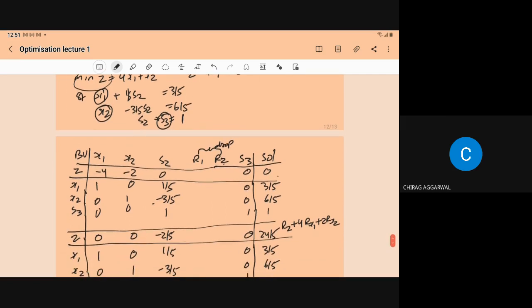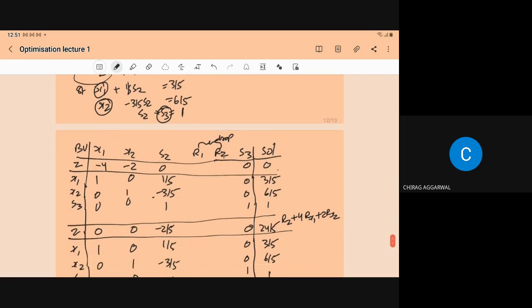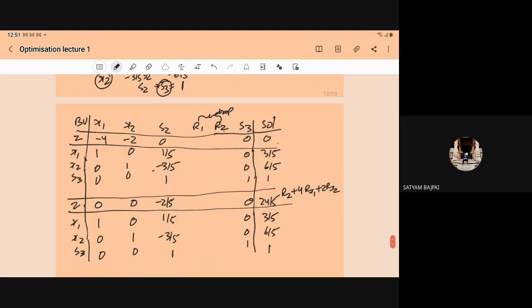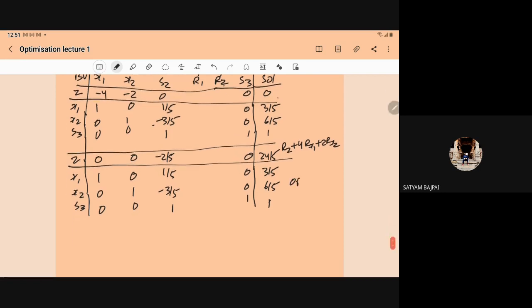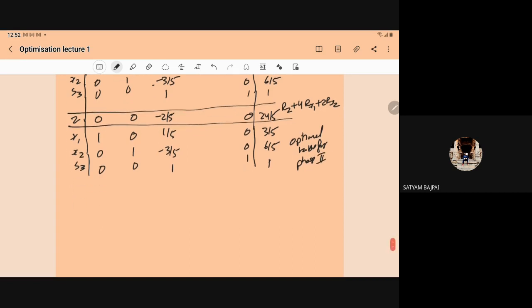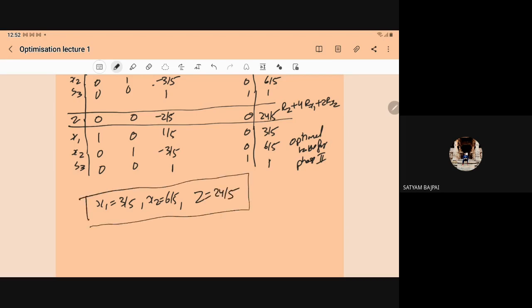Yes, nature of Z. Minimization. So for the minimization, we have to check most positive. There is no most positive. So this is the optimal table for phase 2. It will give you x1 is equal to 3 by 5, x2 is equal to 6 by 5, and z is equal to 24 by 5. That is your answer by the two-phase method.